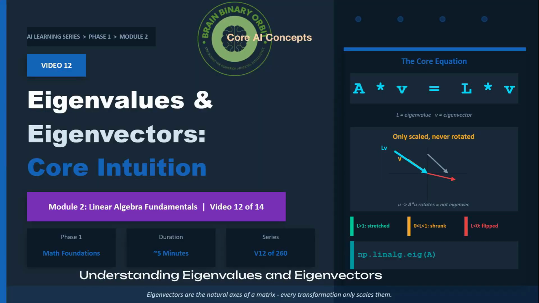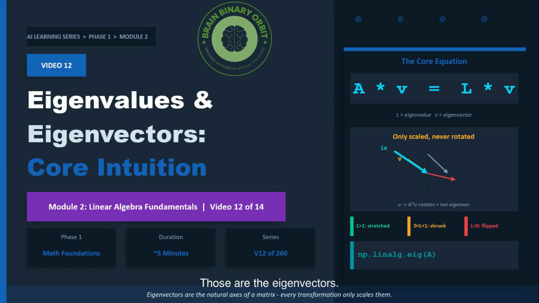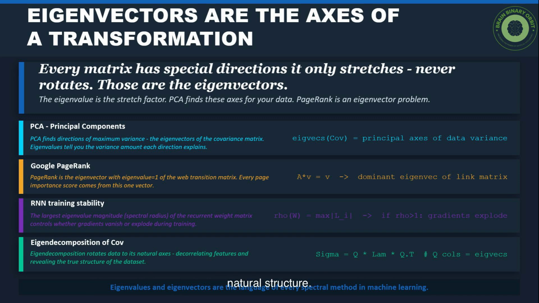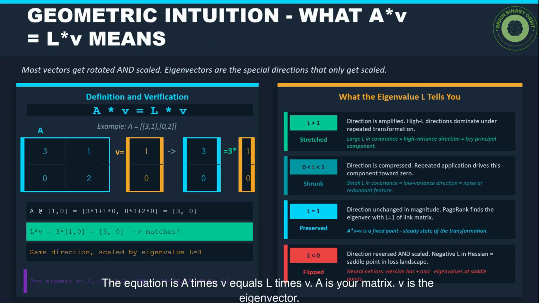Every matrix has special directions it only stretches, never rotates. Those are the eigenvectors. The eigenvalue is the stretch factor. This one idea underpins PCA, Google PageRank, RNN gradient stability, spectral clustering, and every technique that decomposes a matrix into its natural structure. The equation is A times v equals lambda times v.